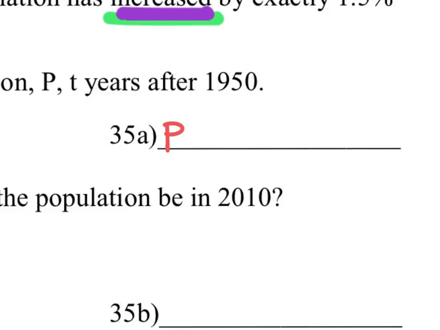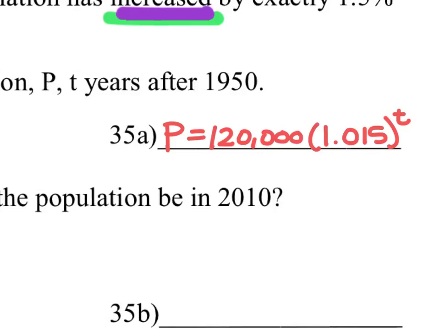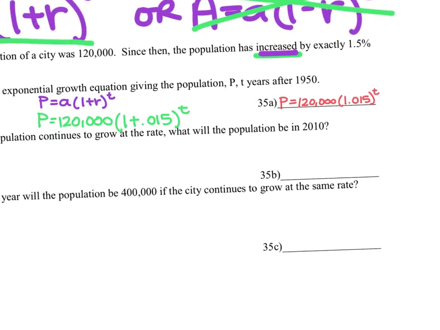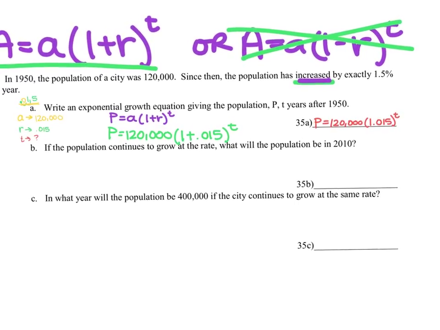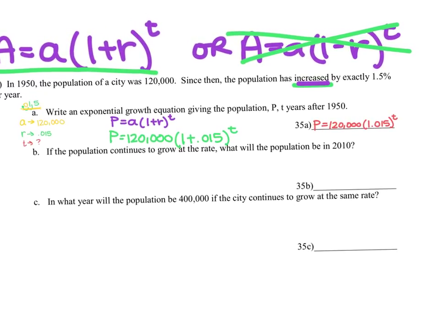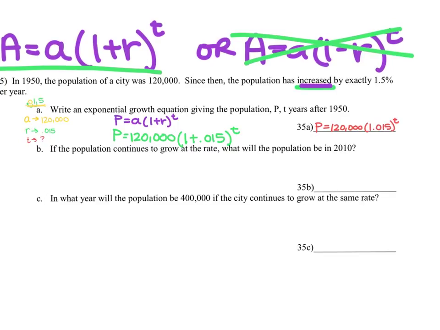So P equals 120,000 parentheses 1.015 to the t. There's the equation. So now I'm going to use that equation. It says if the population continues to grow at the rate, what will the population be in 2010? Okay, so now I'm looking for when the time is 2010.